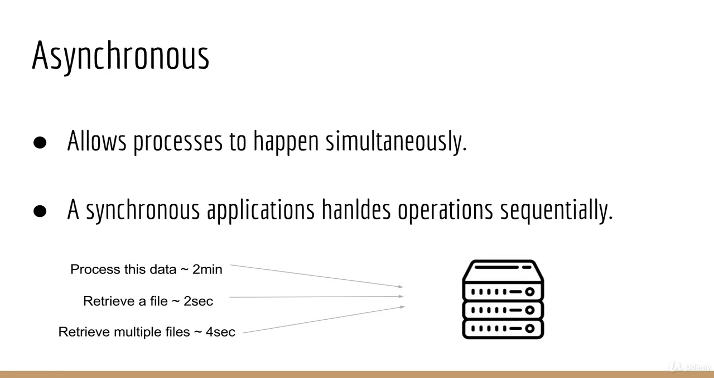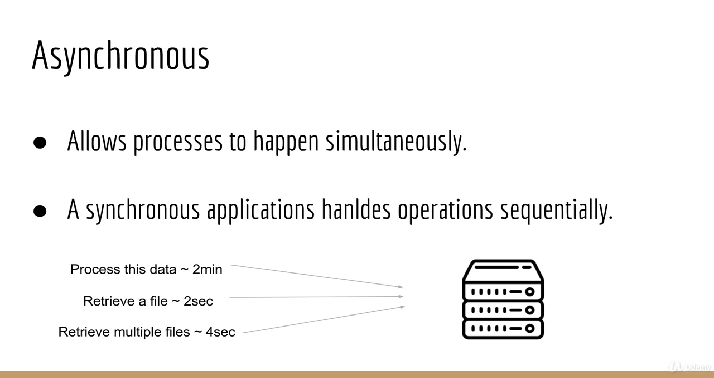In a synchronous system, let's say the server is currently processing a huge amount of data that is taking 2 whole minutes to complete. A new request comes in to grab information and retrieve a small file with just a couple lines of information in it. This process takes 2 seconds. But the 2-second data retrieval needs to wait until the whole 2-minute data processing completes in order to occur.